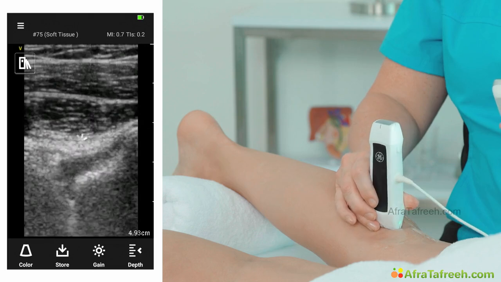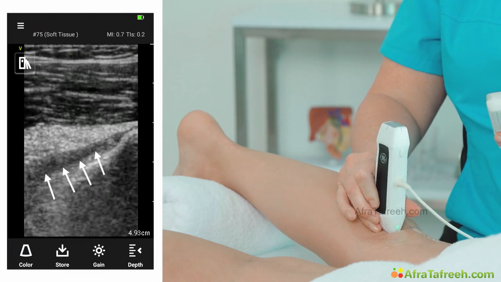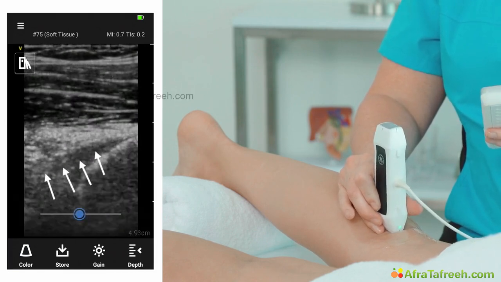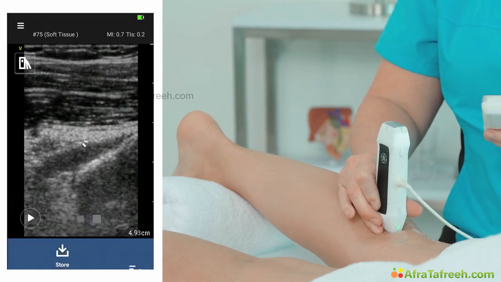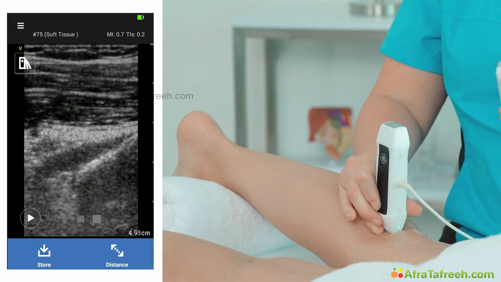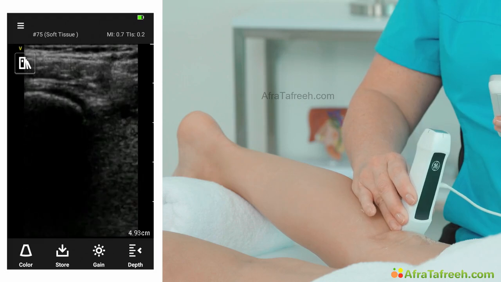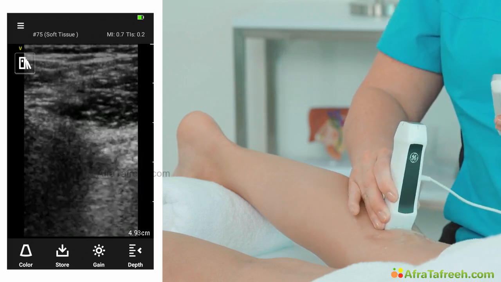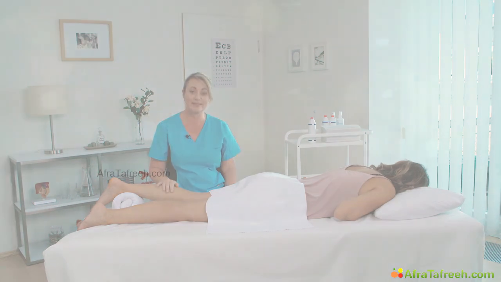I'm rotating the transducer 90 degrees into a longitudinal plane, and there we can see that same fluid in the longitudinal plane, just sweeping through there. And we've proven that it's a real structure. Sliding over more laterally, and again just sliding up and down. So we've now completed our musculoskeletal knee ultrasound examination.